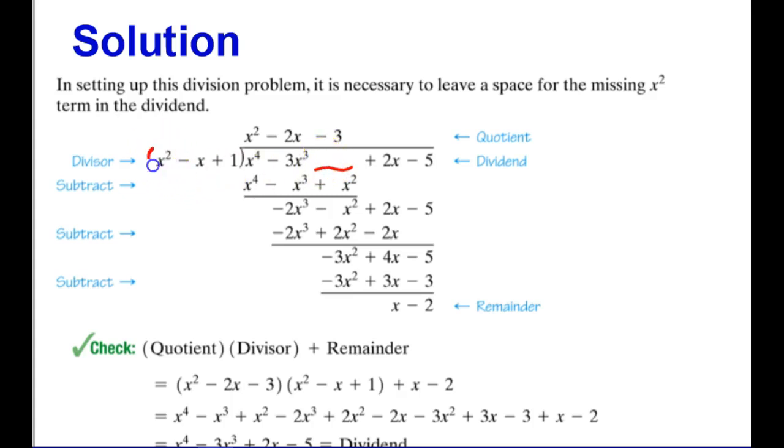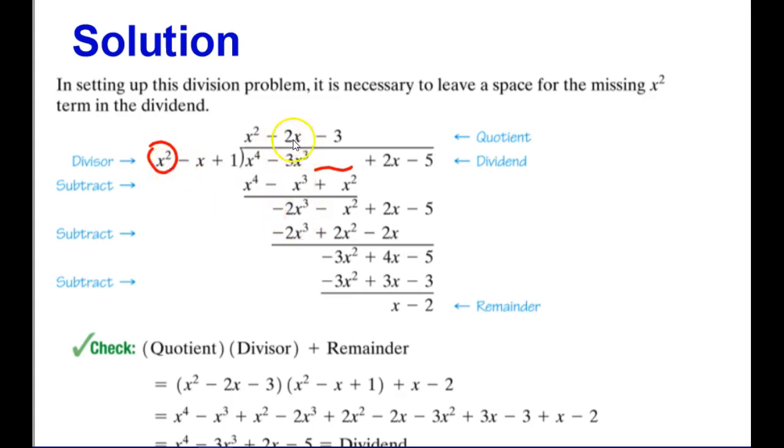So again, I just care about this leading term here. x squared times what gives me x to the fourth? Well, I multiply that by x squared. So now I can multiply this x squared times everything in here. Then I subtract, and I end up with negative 2x cubed minus x squared, and I bring down my 2x and my negative 5. So now, how many times does x squared go into a negative 2x cubed?